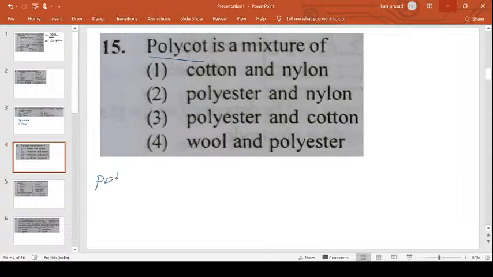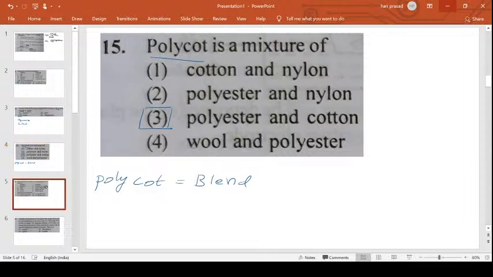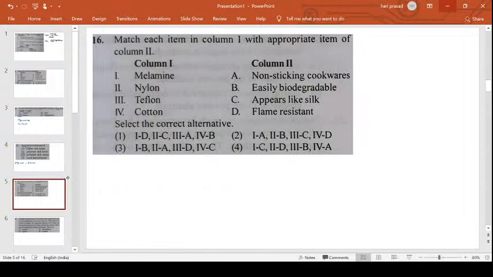Polycot is a blend. Blend means it is a mixture. It is a mixture of what? A mixture of polyester and cotton. Polycot is a blend, which means it is a mixture of polyester and cotton, we can say. Okay. Next question we will take.